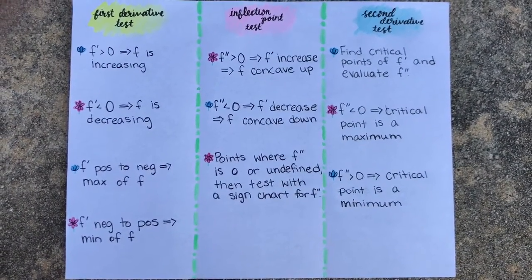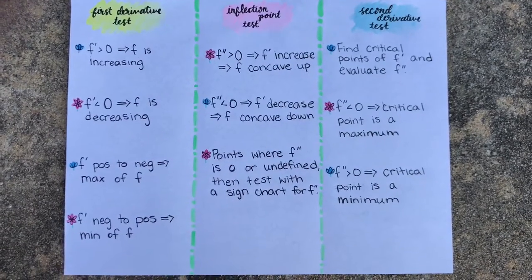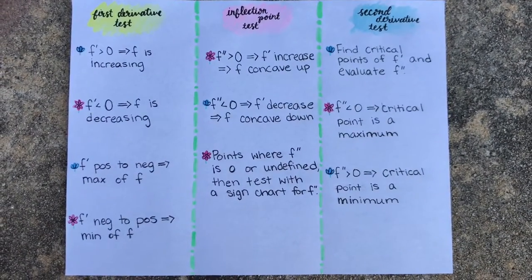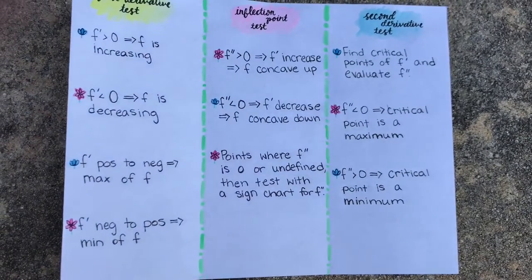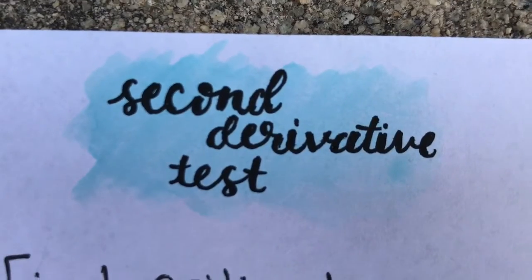If the f double prime value is less than 0, the function is concave down and the graph looks like a hump, and probably has a local maximum. If the f double prime value is equal to 0 or is undefined, then you can test it using a sign chart.